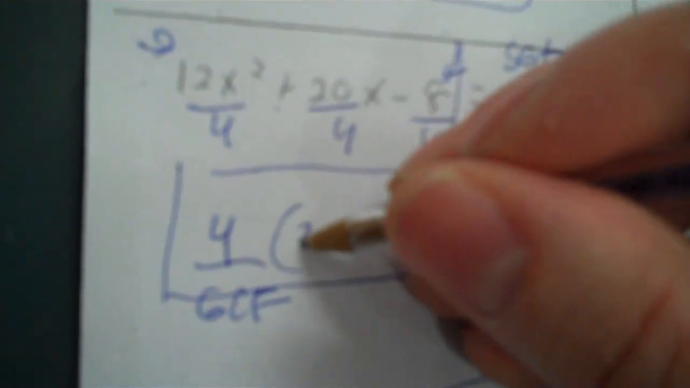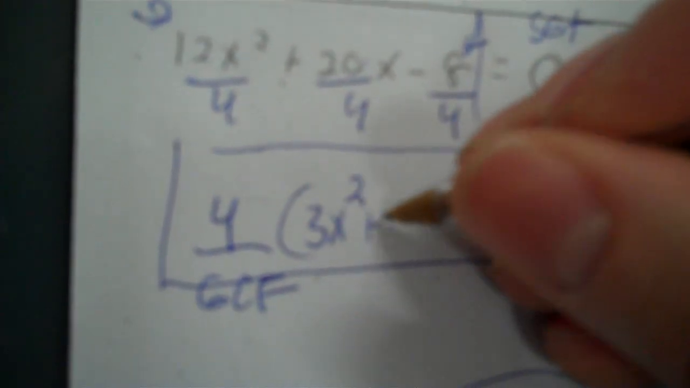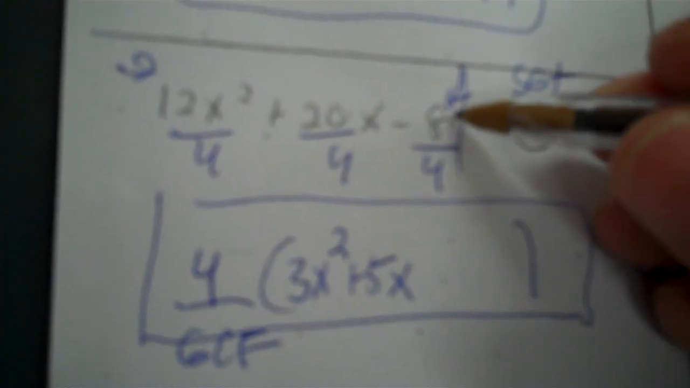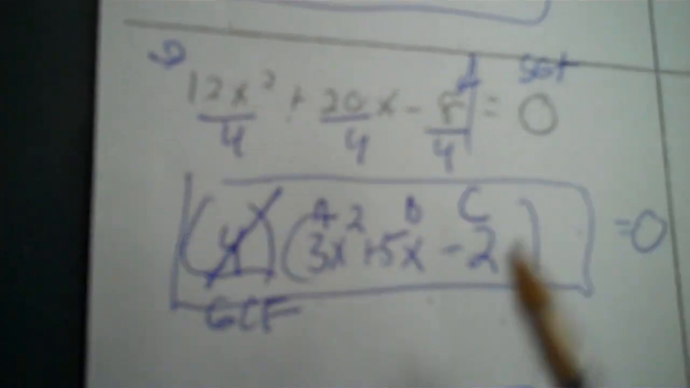12 divided by 4 is 3. Now you're not dividing the x to the second by anything. You just keep the x second attached on that 3. 20 divided by 4 is 5. You keep the x attached because you're not dividing that. Then negative 8 divided by 4 is negative 2. So minus 2. Now you put that GCF over there. And ABC now, not up here, the 3x to the second, the 5x, and the negative 2.